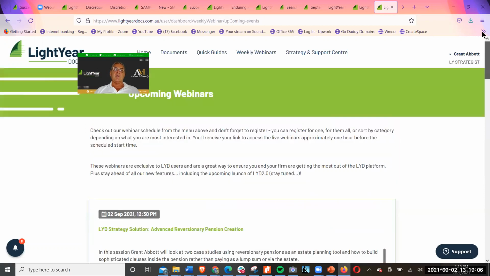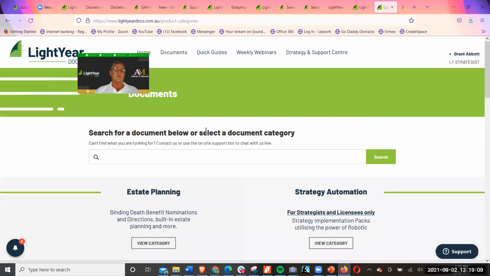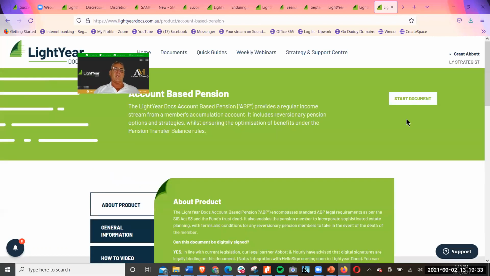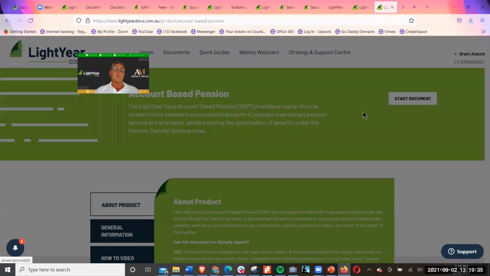Anyway, let me go back and have a look at the documents. So all I'm going to do is go to the documents, account. I tend to do everything from here. It's just a lot easier. So you can see the current year pension payment, that rollback. If we're trying to add capital, remember, 1.061 doesn't allow us to add capital, so we'd have to roll it back. But I'm just going to do an account-based pension. So I'm going to start the document.